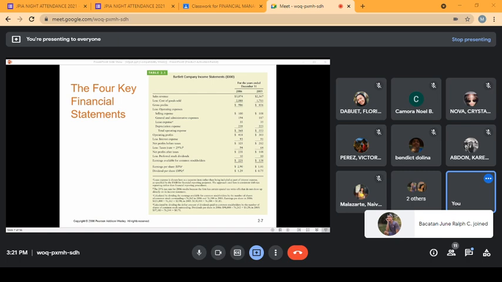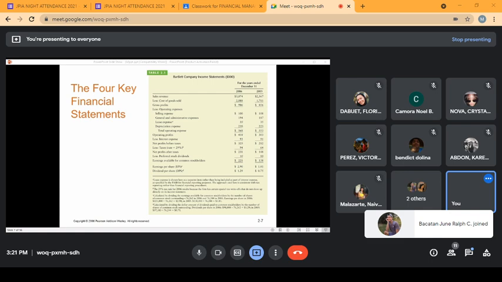Okay, look, this is an example of a statement of cash flow. It has operating activities, kaya nga sinabi ko, it is divided in three parts. We have the cash flow from operating, cash flow from investment, and cash flow from financing. Okay, that is an example.